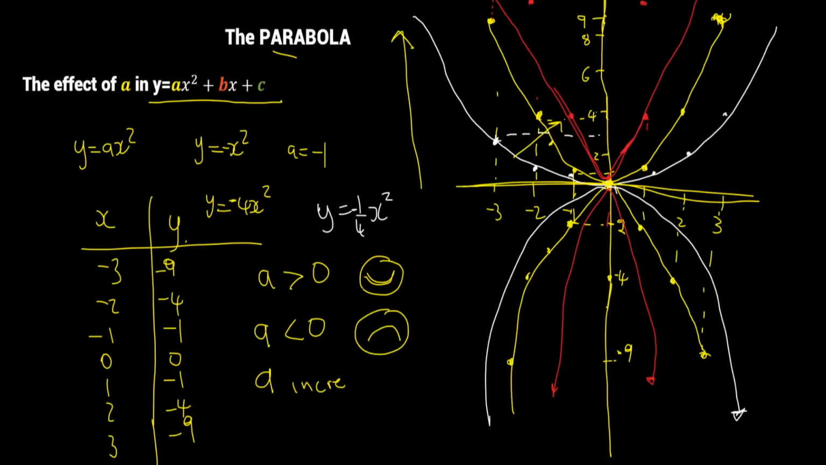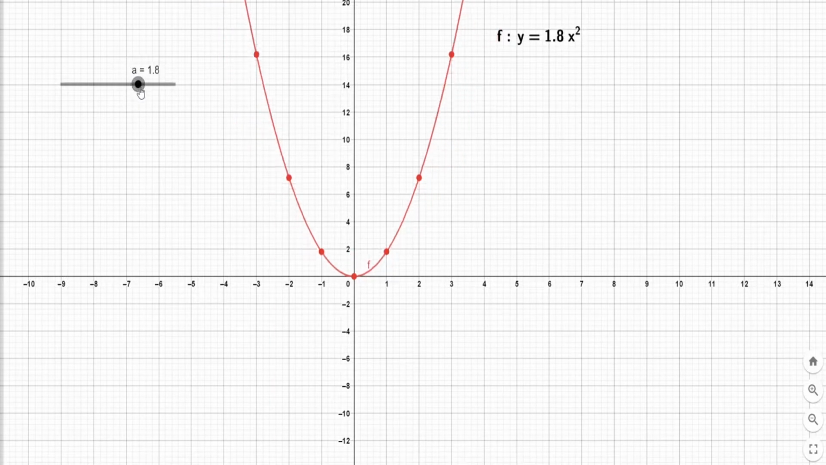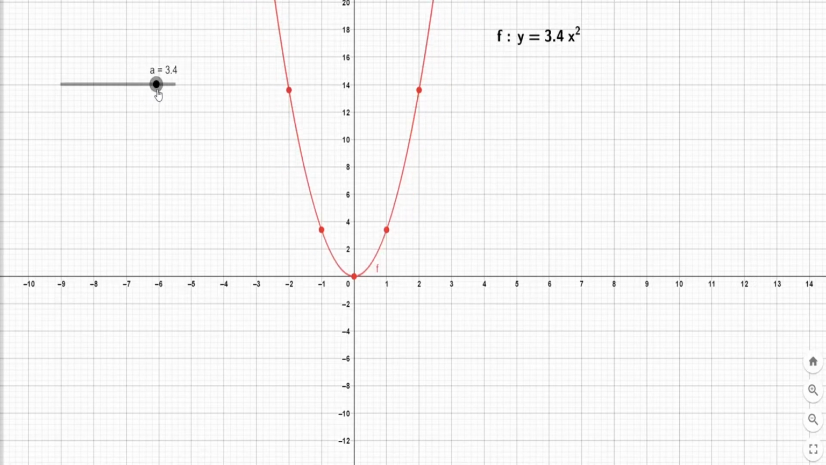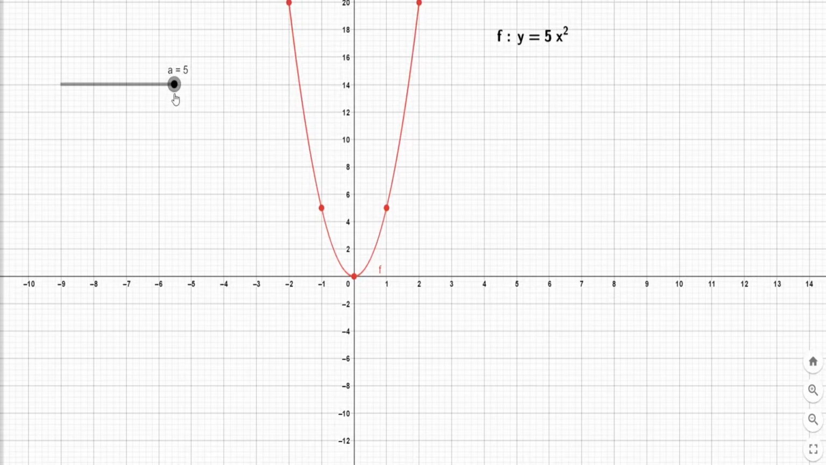I'm going to show you visually what I'm talking about, since my drawing skills are terrible. Okay, so I am showing you with a better view now. We started with y equal to x squared and a was 1. This is the value of a. As I increase the value of a, the graph is getting steeper. We had a equal to 4, and it's getting steeper as we continue increasing.